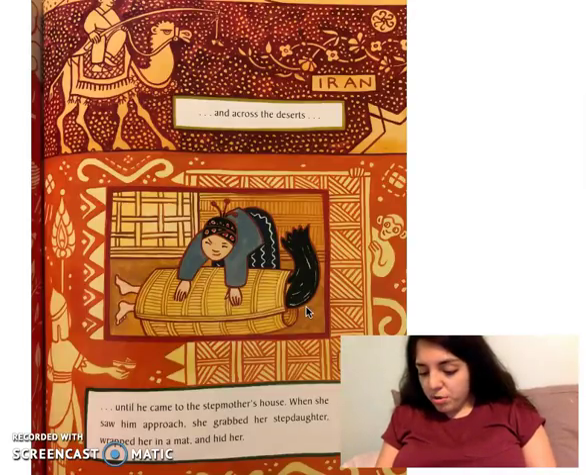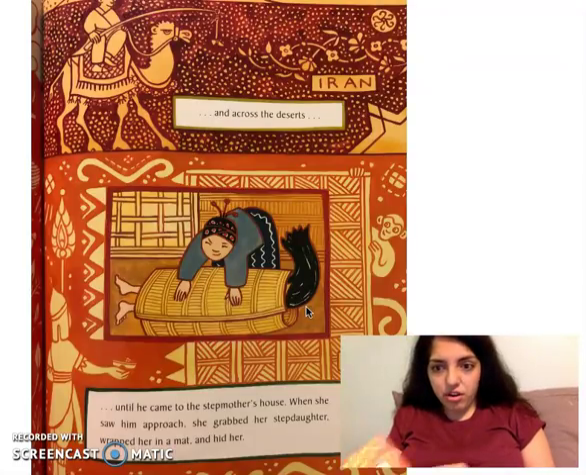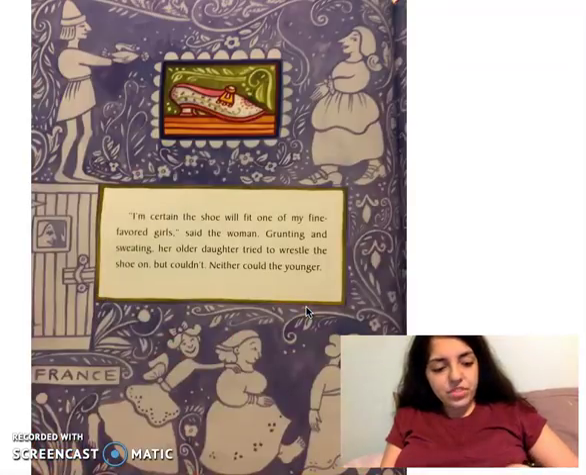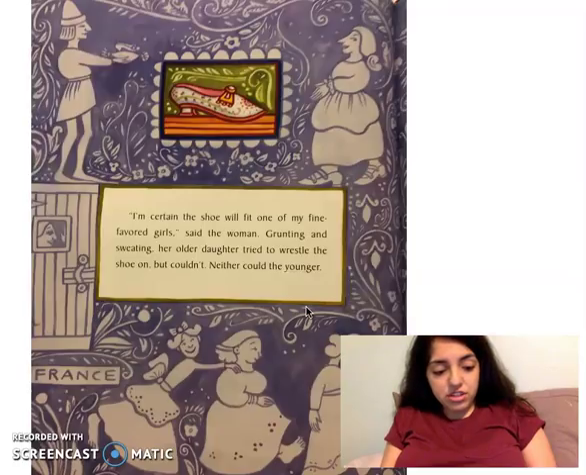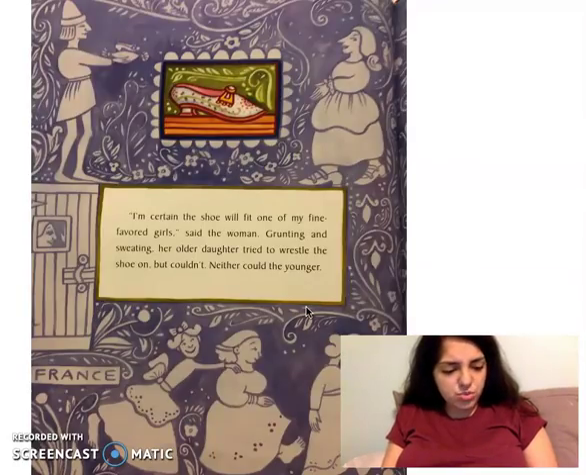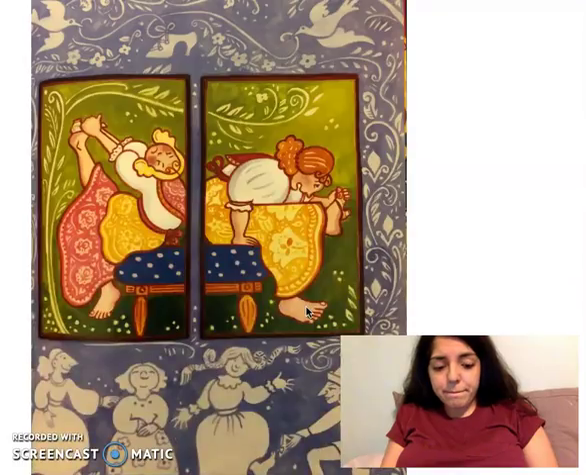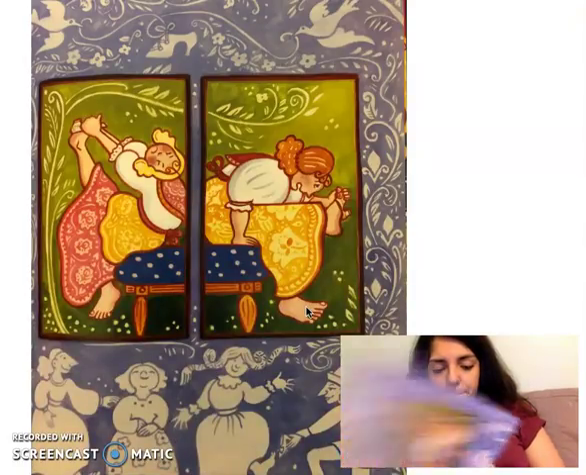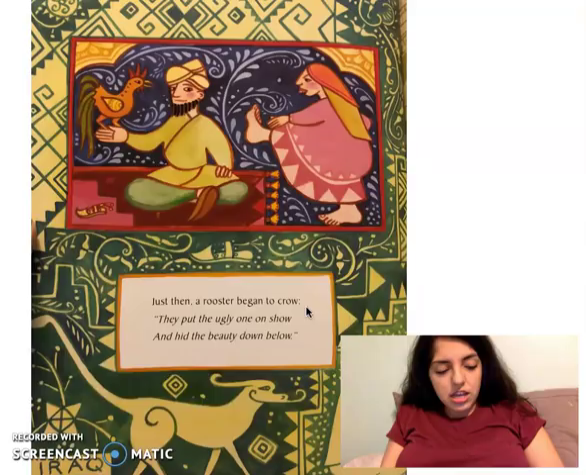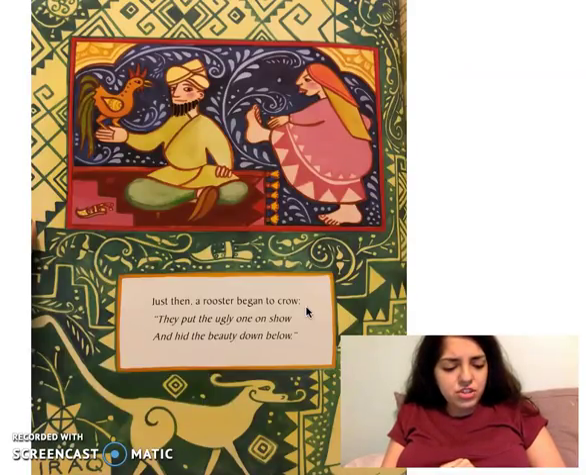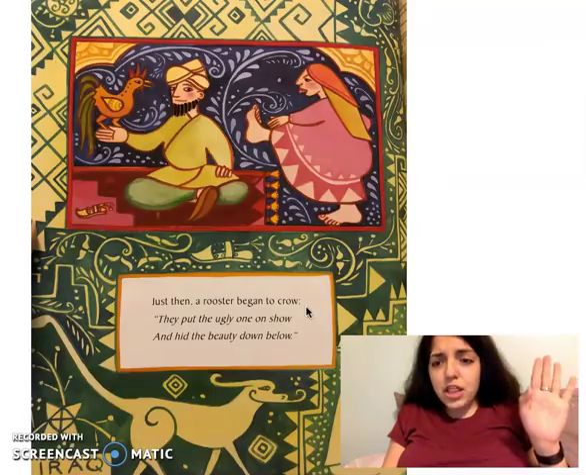When she saw him approach, she grabbed her stepdaughter, wrapped her in a mat, and hid her. "I'm certain the shoe will fit one of my fine favored girls," said the woman. Grunting and sweating, the older woman tried to wrestle the shoe on, but couldn't. Neither could the younger. Just then a rooster began to crow. "They put the ugly one on show and hid the beauty down below."